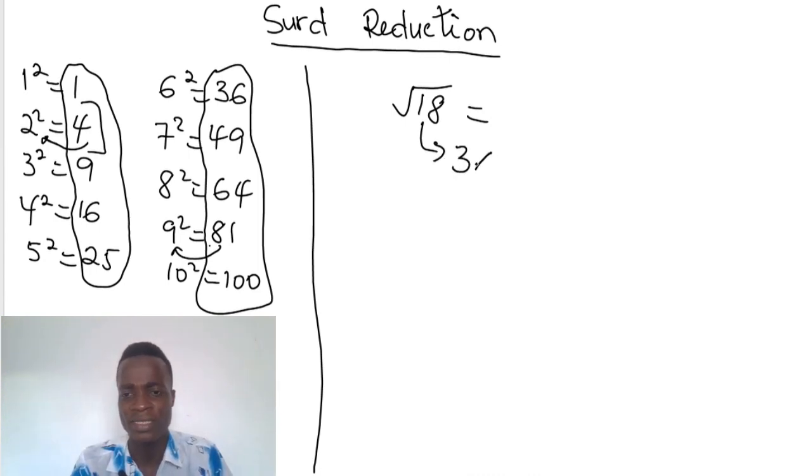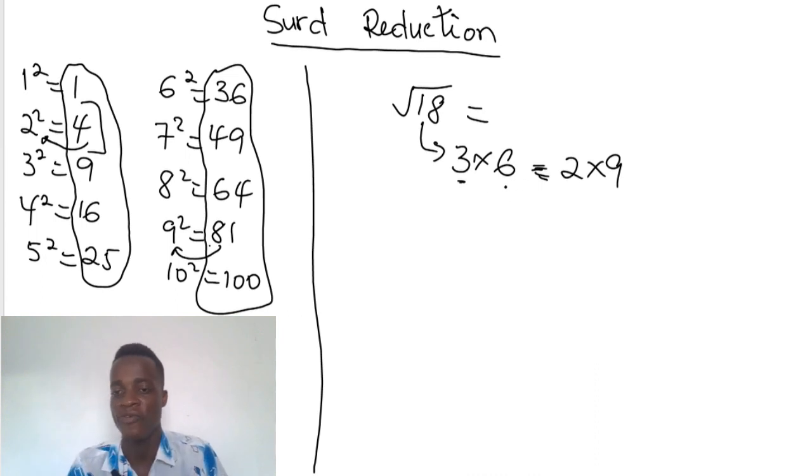I know that 3 times 6 will give me that, and 2 times 9 will also give me that. Those are the pairs of numbers that give me 18. But if you look at this first one, 3 is a prime number, so it doesn't qualify.